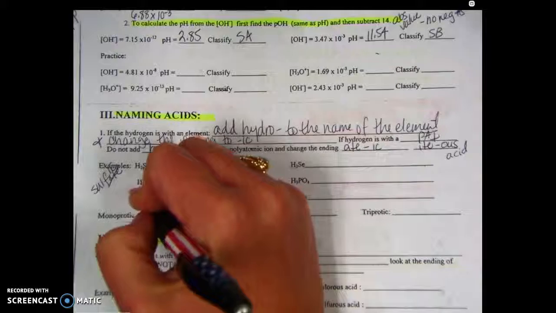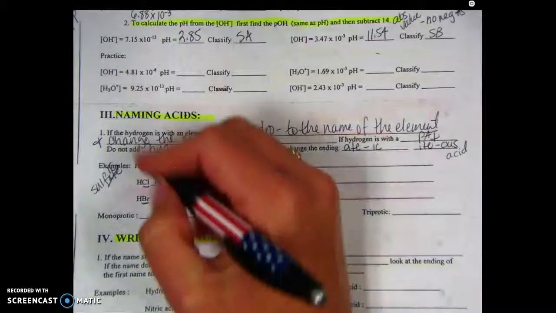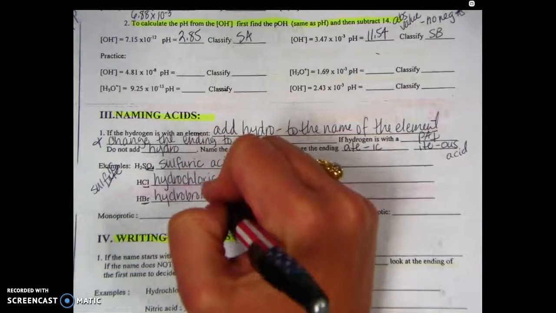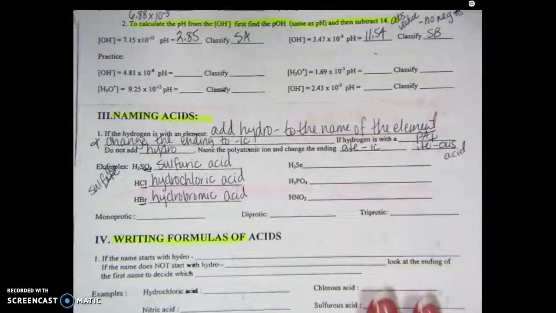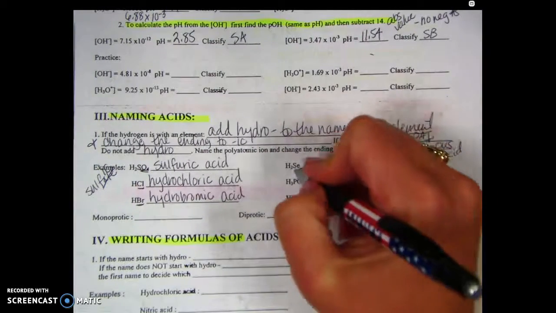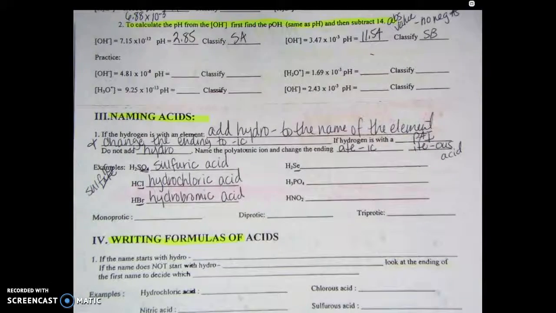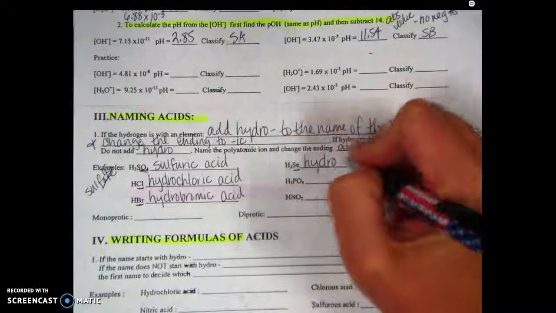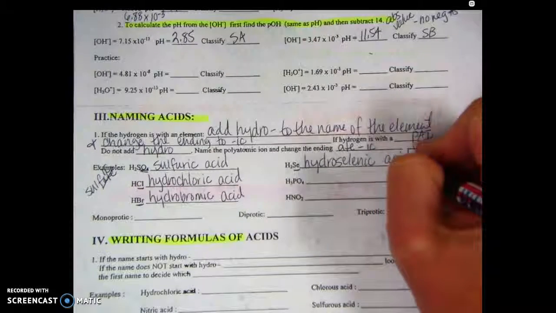And now we have HBr. So what is the name of that compound? Good. Hydrobromic acid. H2Se. Okay, selenium. So this would be hydroselenic acid.